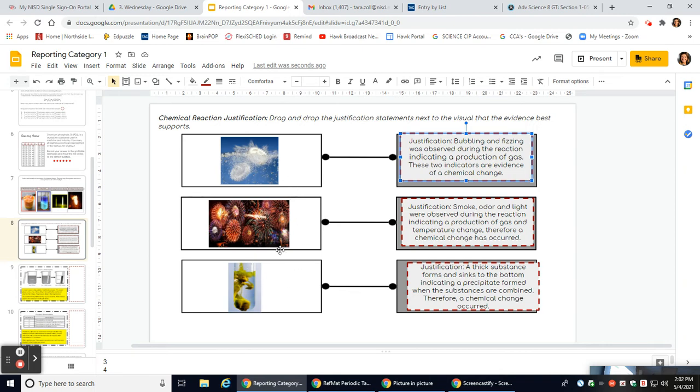So remember, the best evidence is always a new substance being produced. But to understand that you get a new substance, we look at those evidences being produced, like gas, light, or a solid precipitate forming.